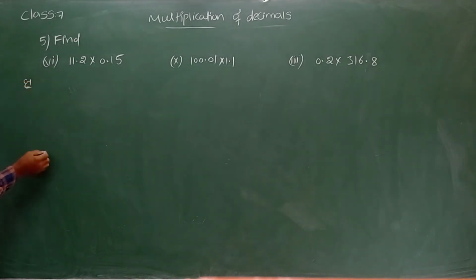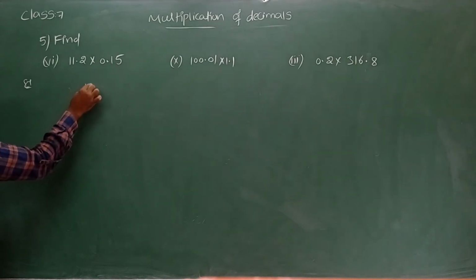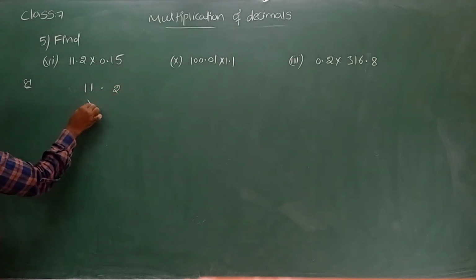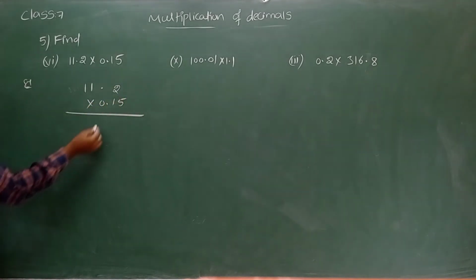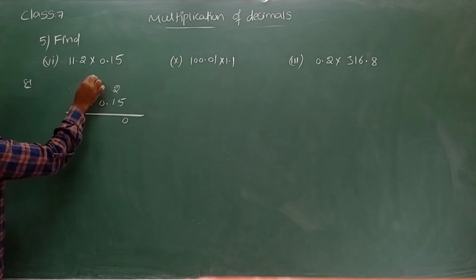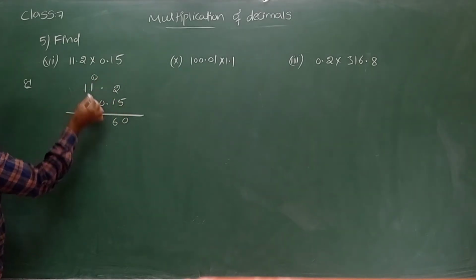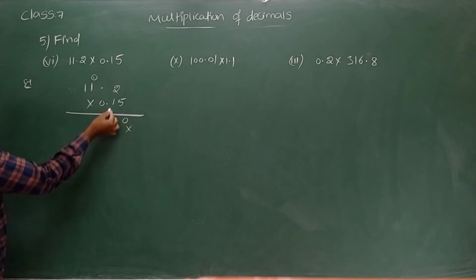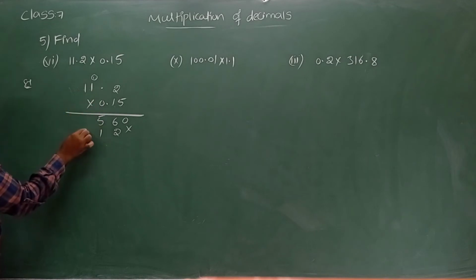Solution. They are asking to multiply 11.2 into 0.15. First multiply with the 5 table. 5 2s are 10, 0, 1 carry. 5 1s are 5 plus 1, 6. 5 1s are 5. Now multiply with 1. 1 2 is 2. 1 1 is 1, 1 1 is 1.